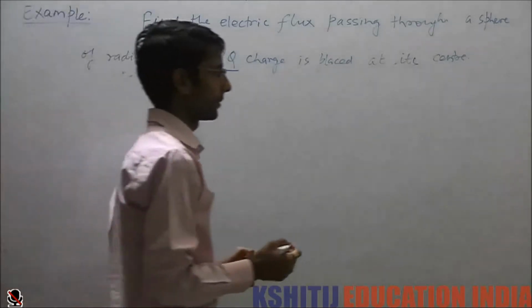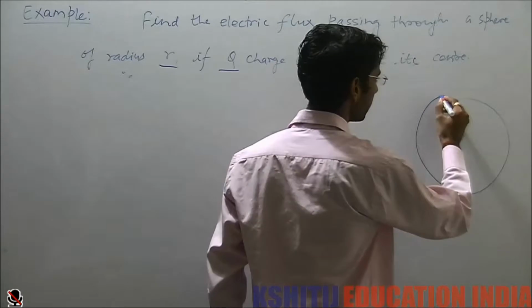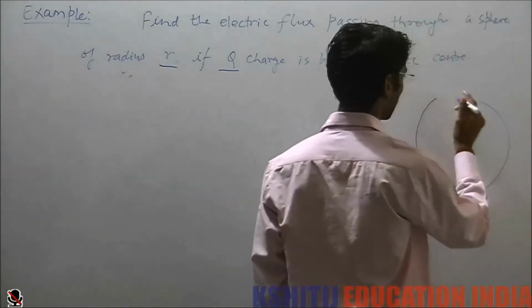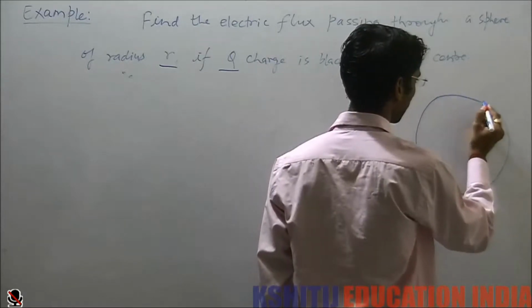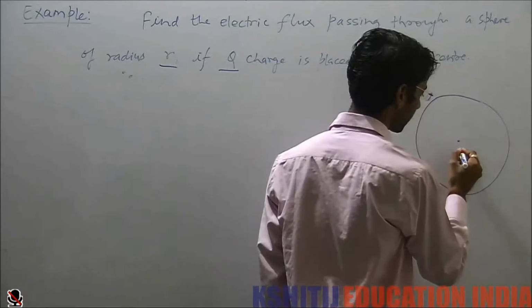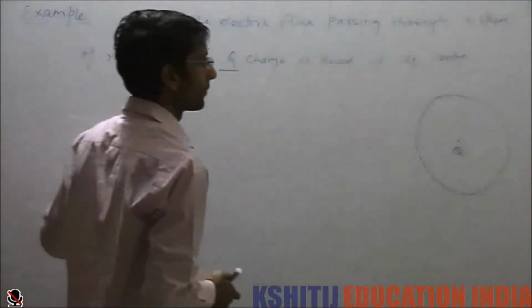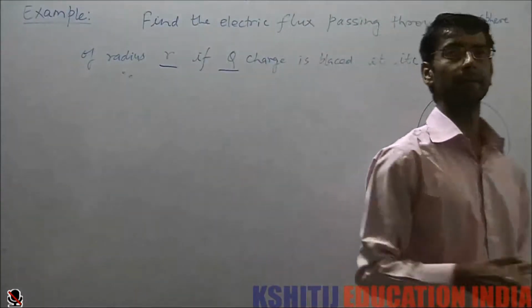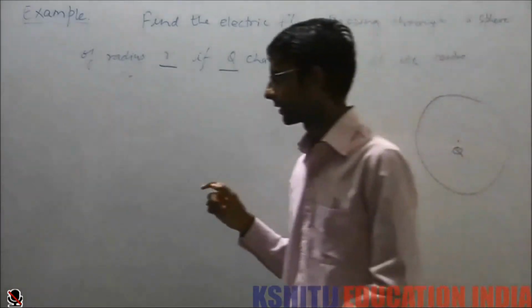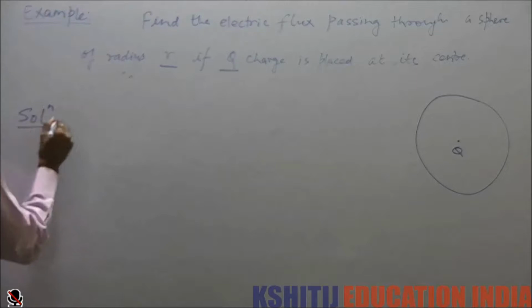So let's try to draw this. Let's say this is the sphere. Okay, may not be so smooth. So there is some charge Q placed in it. And we have to find the electric flux that is going out from this figure, or this arrangement.